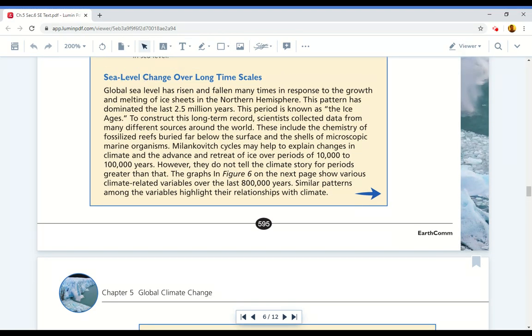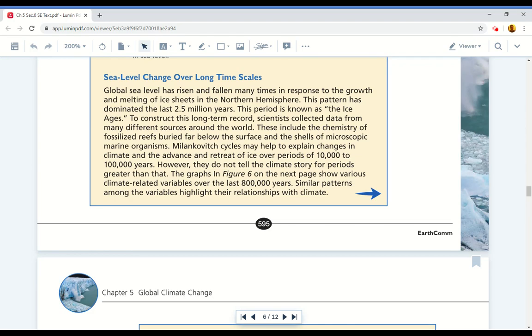Sea level change over long time scales. Global sea level has risen and fallen many times in response to the growth and melting of ice sheets in the northern hemisphere. This pattern has dominated the last 2.5 million years. This period is known as the Ice Ages.